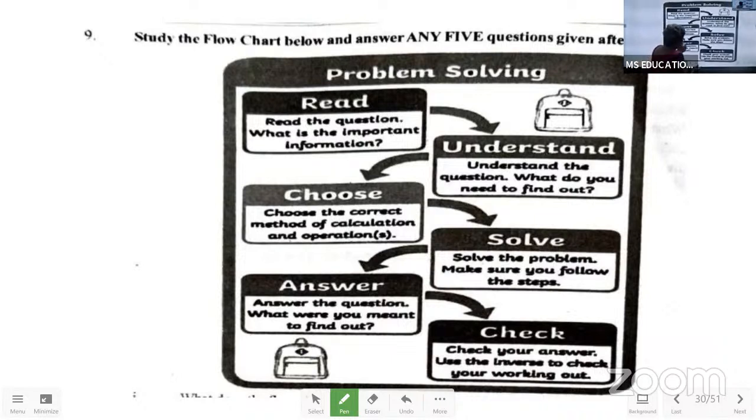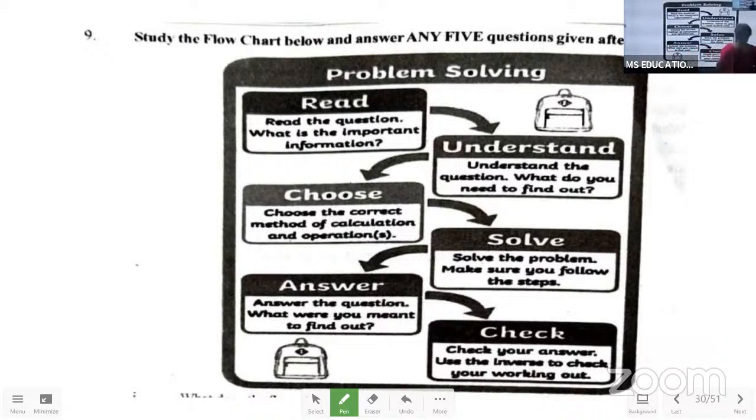Use the inverse to check your working out. So whenever you attempt any answer, children, you must read it again. There will be times when your thoughts fly faster than your hand. So sometimes you'll be thinking faster, but your hand is slow to cope up. You may miss out a word or two. So always after answering the questions, it's better to read the answer.